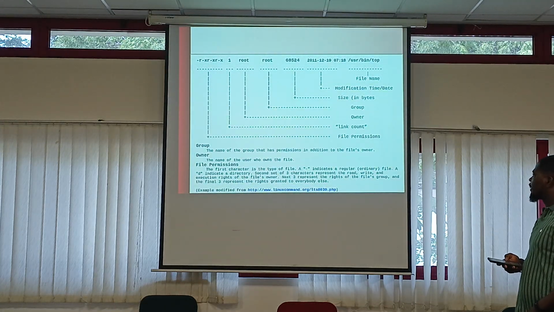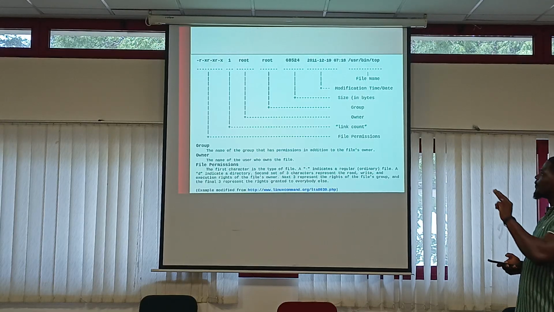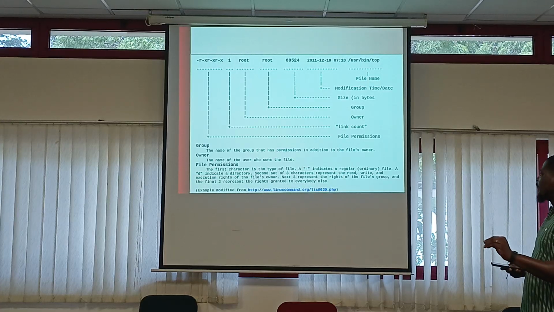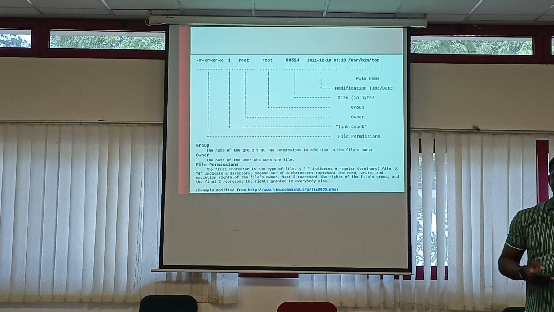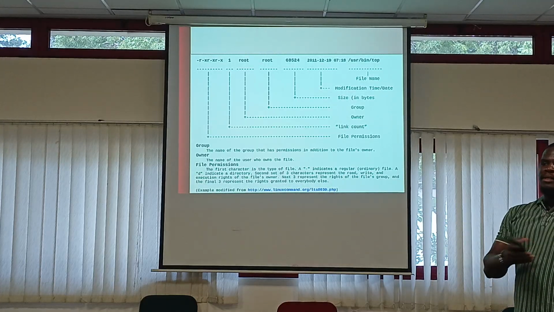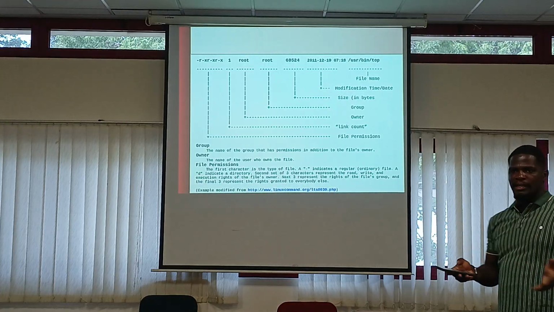The next set of 3 characters represents the read, write, execute permissions of the file owner. To take note, the first 3, like rwx, is for the user, then the second 3 is for the group, and the third 3 is for the others. When I say others, it's people that are not in the group and not the user. So they're others, they're public.